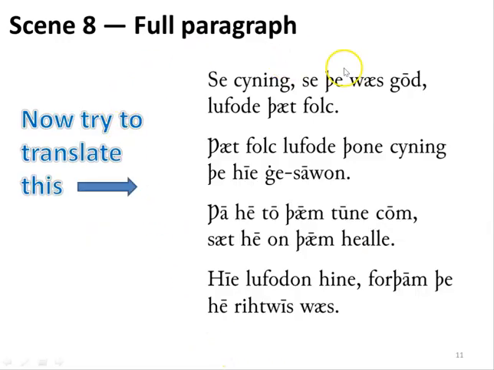All right, next one. Now, if you have a look here, you could try to translate this. So we'll read through this and then pause the video if you will, and see if you can translate it for yourself. Write down what ideas are, and then we'll have a look at the answer over in the next slide, okay? Se kuning, se was gold, luverde that folk ludde thona kuning, there here ye sawan. Tha he to tham tuna kom, sat he on tham hele. Here luverdon hinna, for tham the he richswis was.